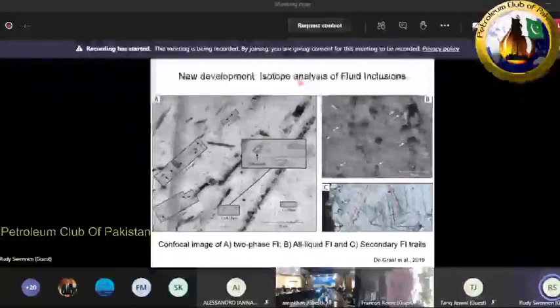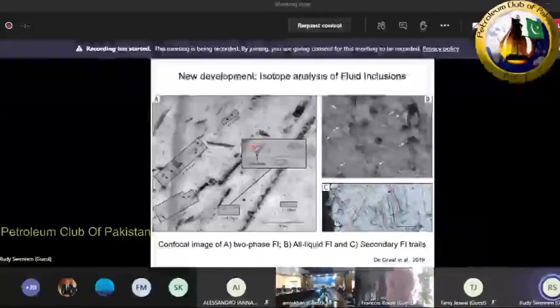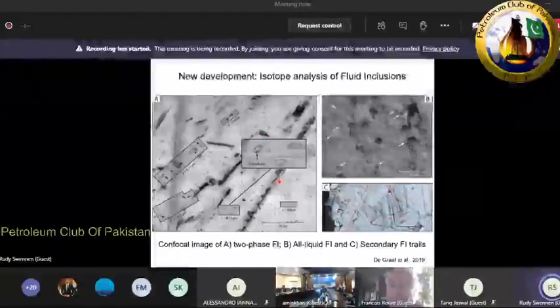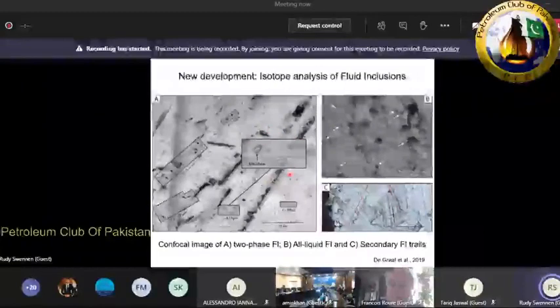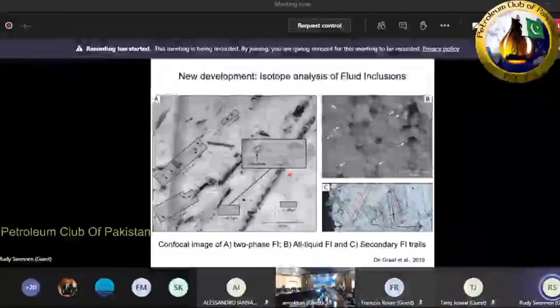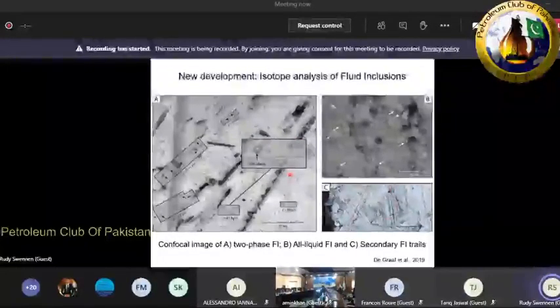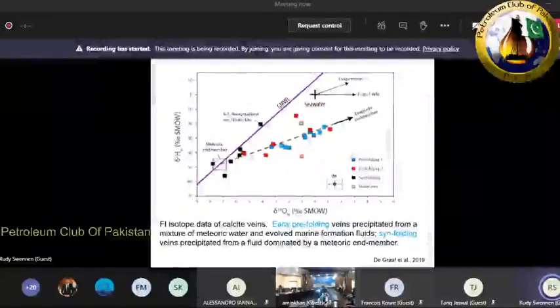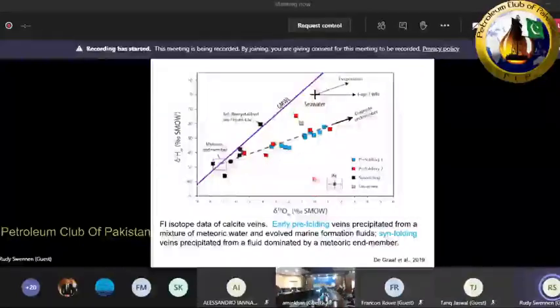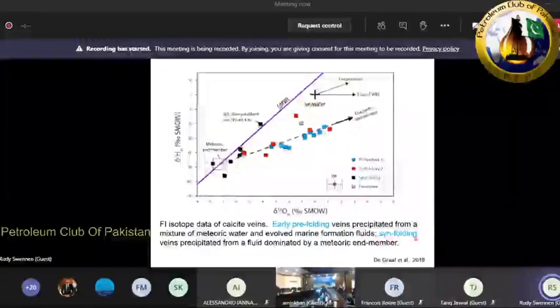Also fluid inclusions. Nowadays we have devices which allow us to crush this sample and then to analyze the water composition of the fluid inclusions. And this will allow us then to deduce what is the water composition of the fluids involved in the formation of this calcite. Here an example from Albania, where we had the early pre-folding veins and then the synfolding veins.